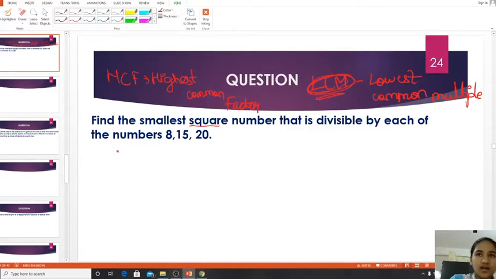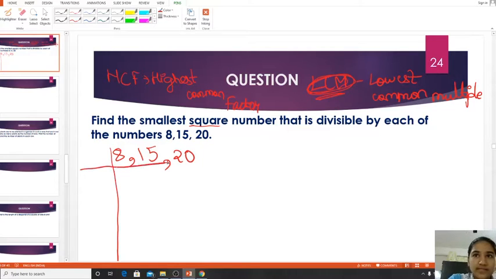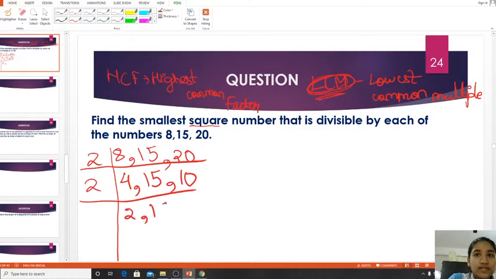So let's start. Are you all aware of how to find an LCM of three numbers? If not, please see. It's going to be like this. 8 and 20, they are divisible by 2. So we can start with 2. 2 4s are 8, 15 as it is. 2 10s are 20. Same way again 2. 2 2s are 4, 15 as it is. And 2 5s are 10. 2 1s are 2, 15 as it is.